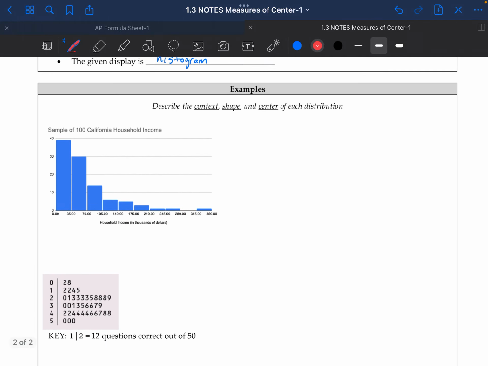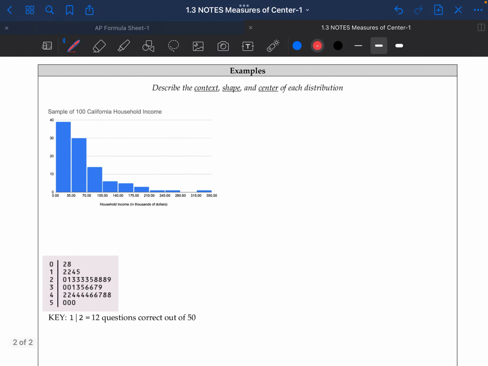All right, so to finish up, you're going to practice your new vocabulary here and come up with some descriptions. For each of these, you're going to describe the context, shape, and center of each distribution using what we just learned above, with a very huge focus on which measure of center you are leaning towards and why.